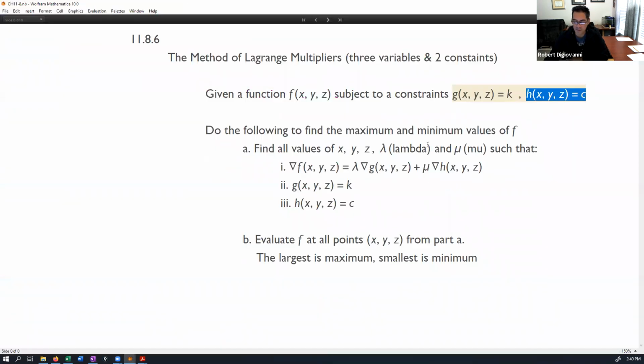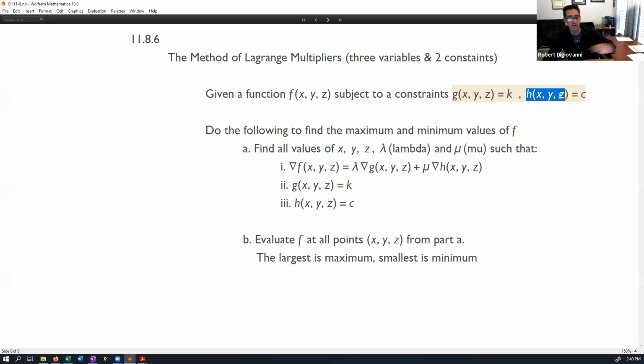Lagrange says if you have 2 constraint equations, then you're going to have 5 equations this time, but what you'll have is the gradient of f has to be lambda times the gradient of g, which means it has to be a scalar multiple of this gradient vector plus another scalar, mu, times the gradient of h, which is the other constraint.